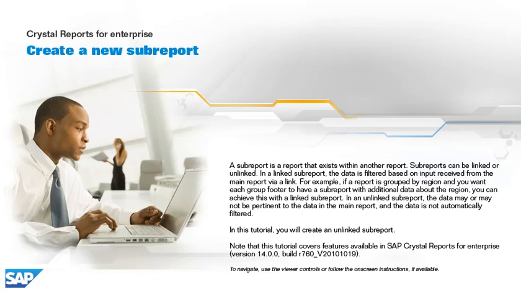A subreport is a report that exists within another report. Subreports can be linked or unlinked. In a linked subreport, the data is filtered based on input received from the main report, via a link. For example, if a report is grouped by region, and you want each group footer to have a subreport with additional data about the region, you can achieve this with a linked subreport.